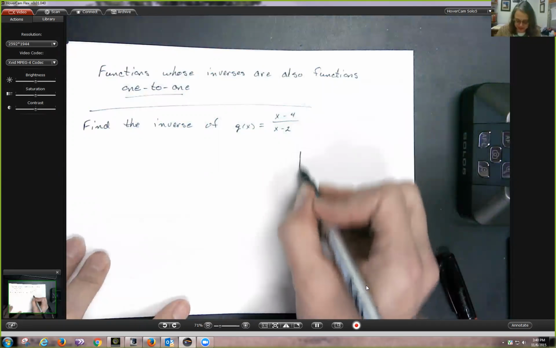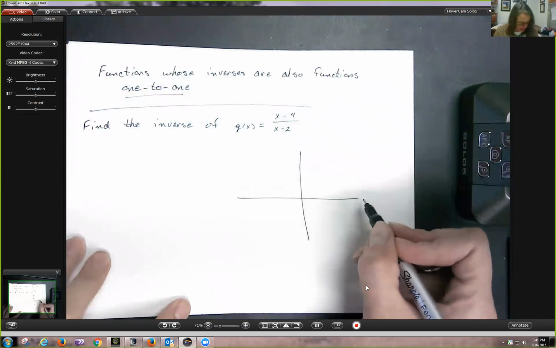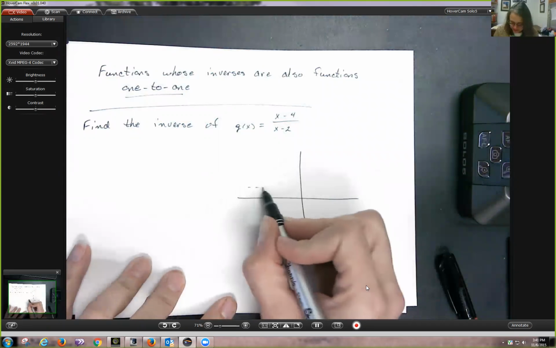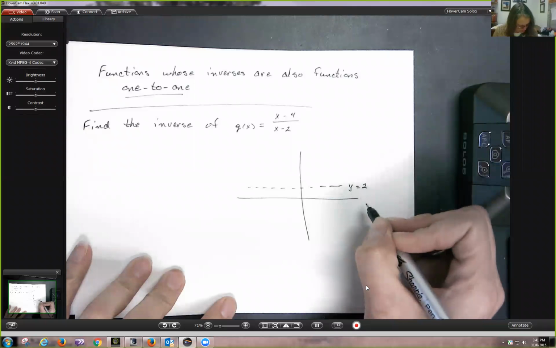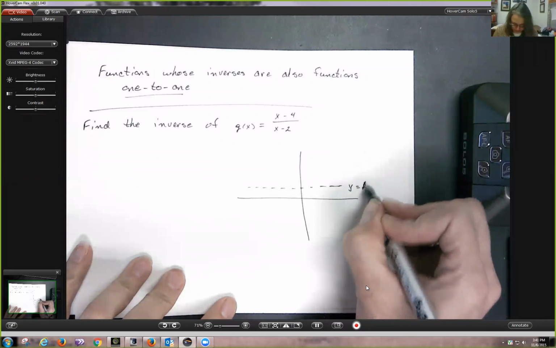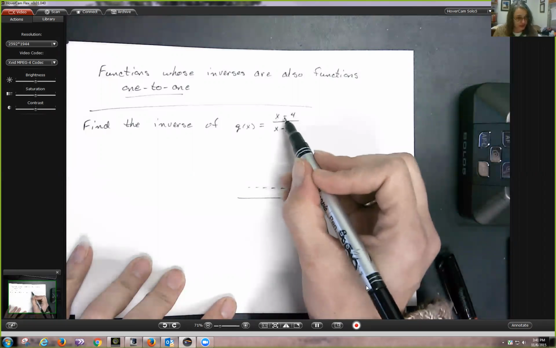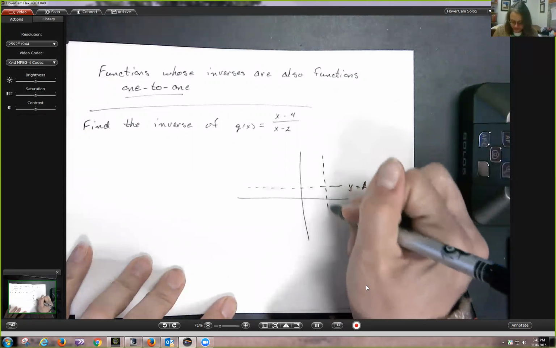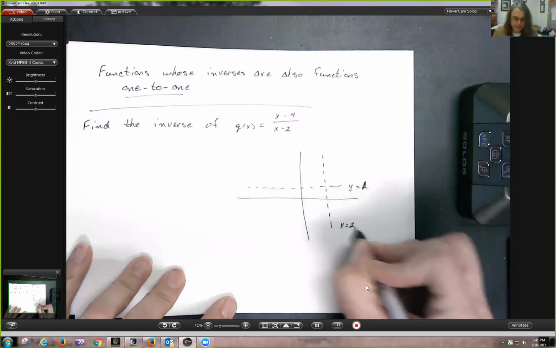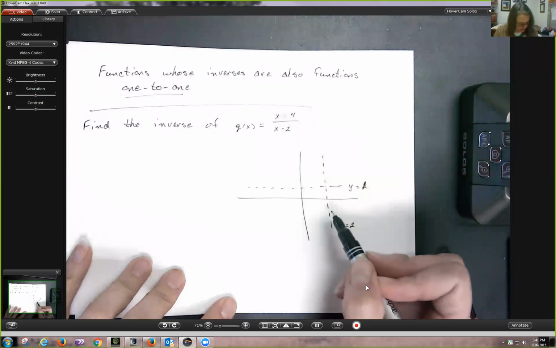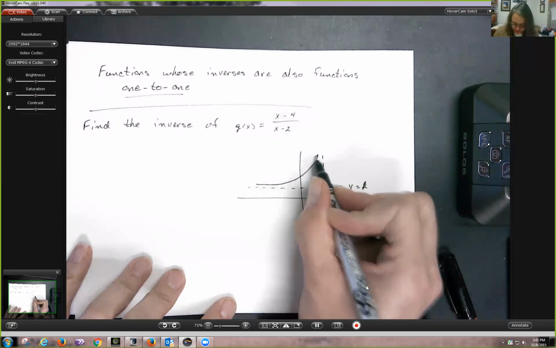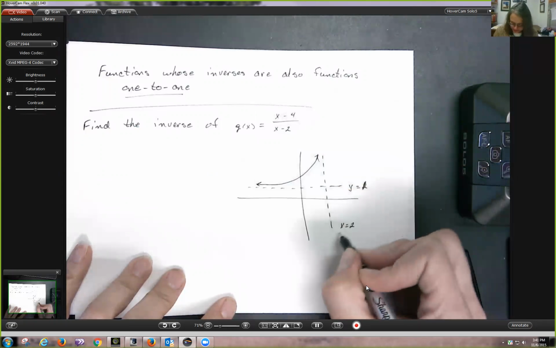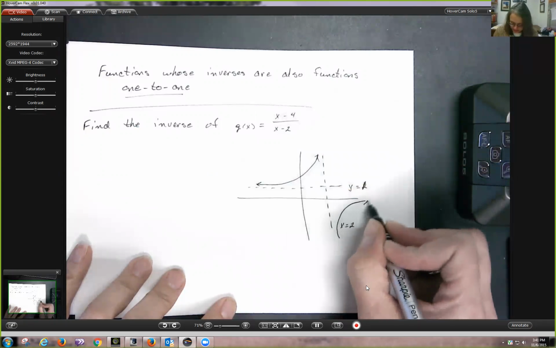So I want to graph this thing. I know that it has a horizontal asymptote at y equals 1, because my degrees are equal. And a vertical asymptote at x equals 2, because we can never have a 0 on the bottom of a fraction. We could graph a couple of points and we would get this basic shape for my function g.